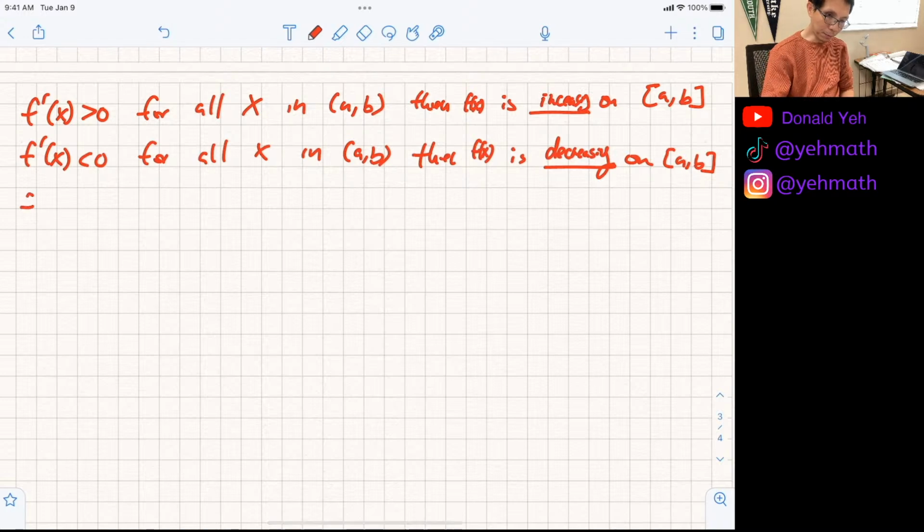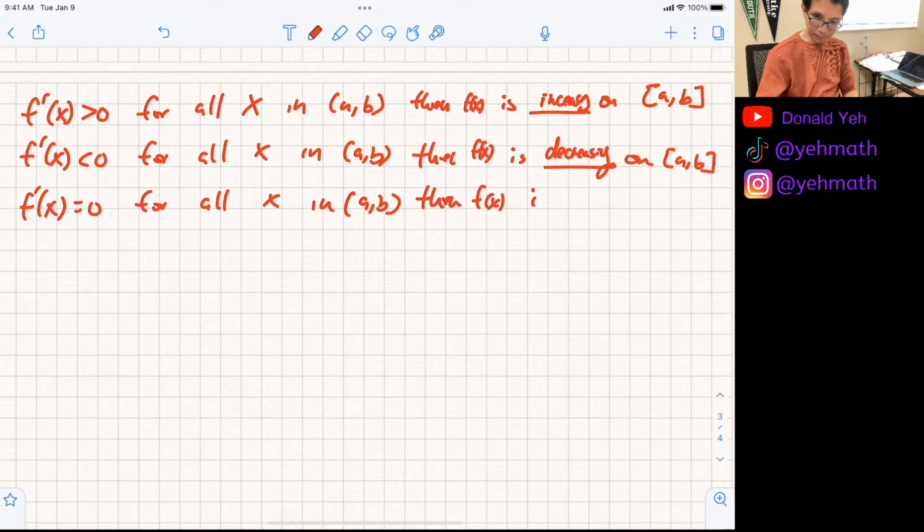Now, f prime of x is equal to 0 for all x in (a, b). Then f of x is what? Start with the letter C. There you go, constant. Good job.